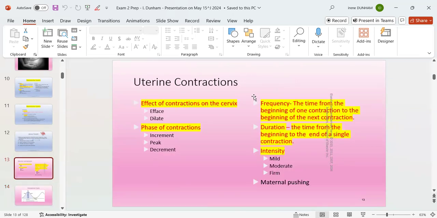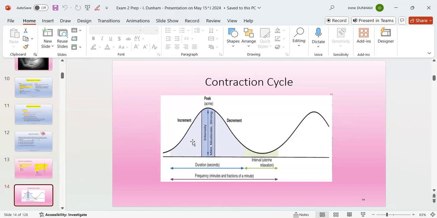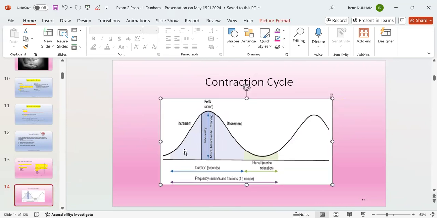We talked about frequency, and here I have it right down here for you: it is the time from the beginning of one contraction to the beginning of the next contraction. Duration is the time from the beginning to the end of one single contraction, the same contraction. That's how long it's lasting. Going back to my little picture, this little blue zone in here, this is duration. You're talking about only one contraction. When I'm talking about frequency, I'm talking about how often they're coming, so I count from the beginning of this contraction all the way to the beginning of the next contraction. Does everybody have those terms down?